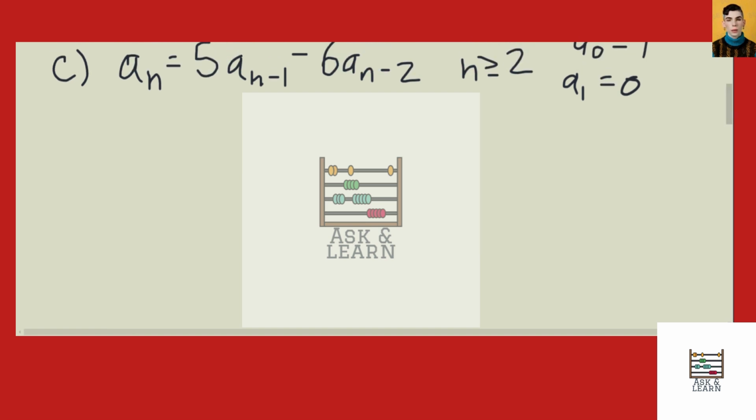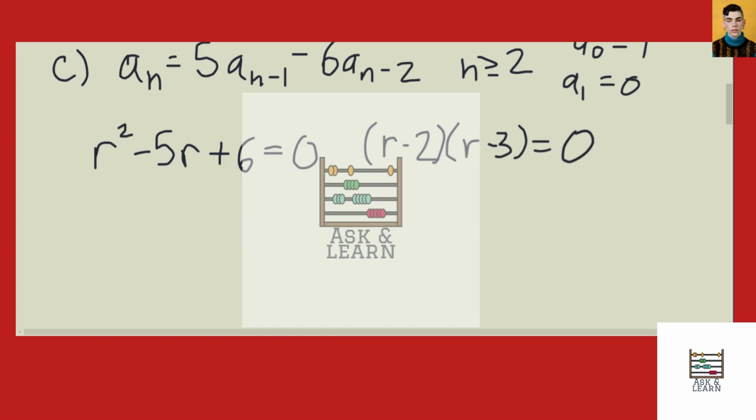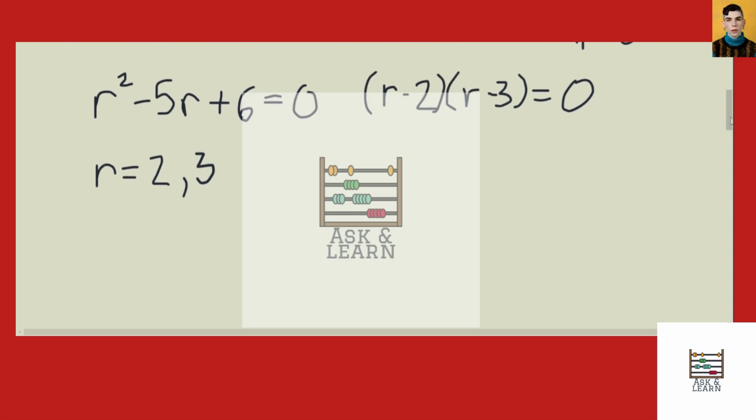The characteristic equation for this linear homogeneous recurrence relation is r^2 - 5r + 6 = 0. And this can be factored as (r - 2)(r - 3) = 0, so that r is equal to 2 or 3. These values of r are distinct, so it follows that the general solution is a_n = alpha_1 2^n + alpha_2 3^n.